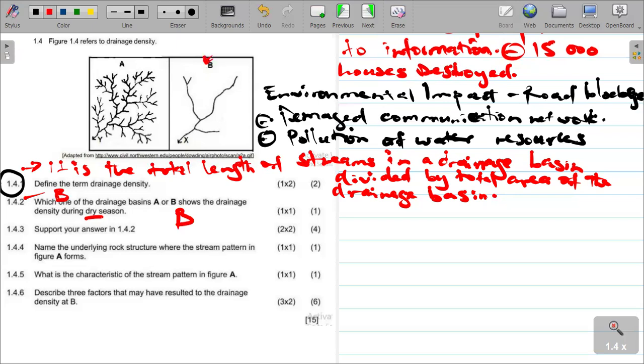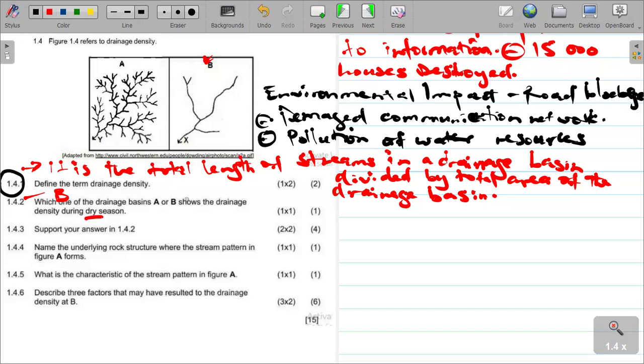And then support your answer in this case. Our answer can be supported by saying that in A, as you can see, there are more streams. So the total length of the streams in A is longer than that of B. There are many first order streams in A, which shows that there is a lot of rain taking place in the area.